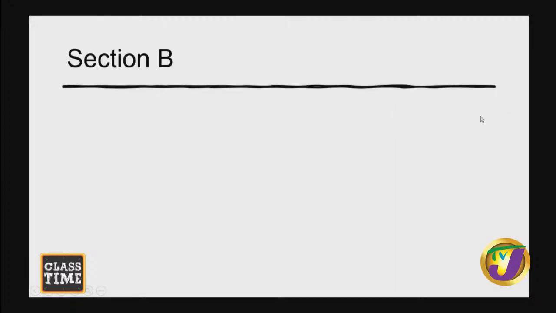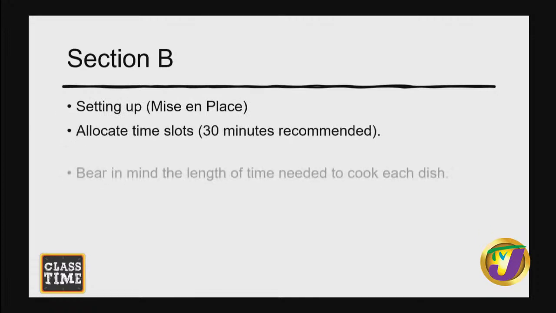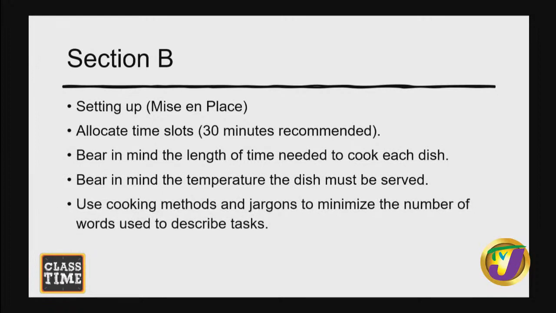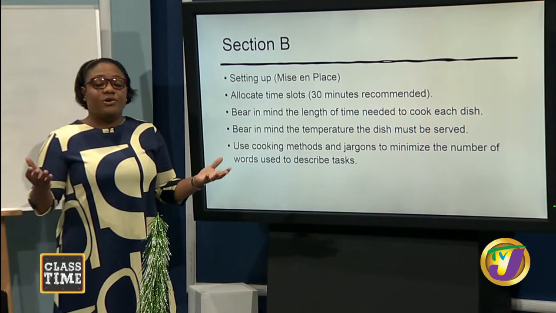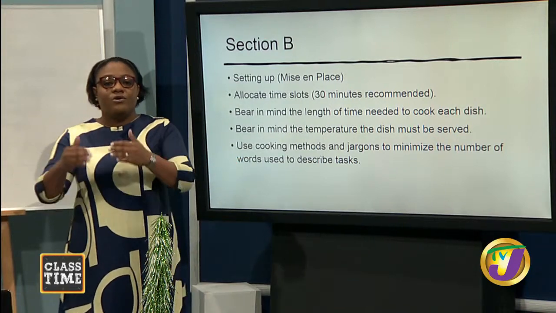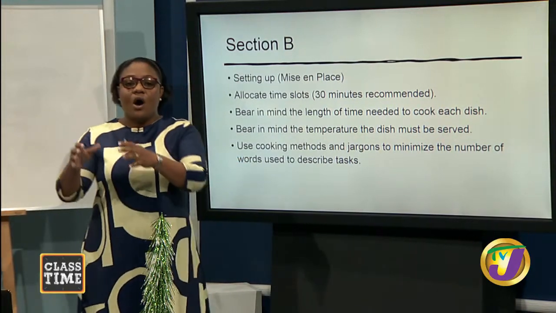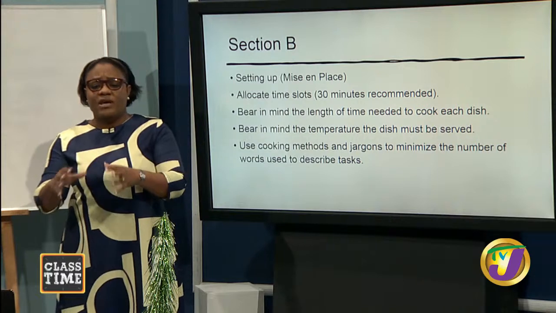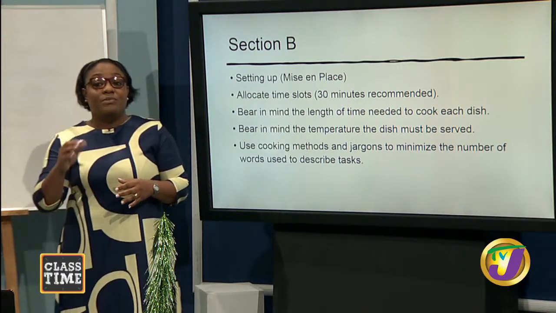Section B, this is where you have your plan of work. So you have your setting up. And remember I said before, let me just get all of these up so we can go through this properly. So we have our setting up in section B. And this French culinary term, mise en place, means putting everything in place. So you're setting up your work area. Say for example, you're making six different dishes. You're having your ingredients for your six different dishes on your work counter, on your work area. And you have your cover cloth, you have your trays, everything, and it's neatly assembled before you.